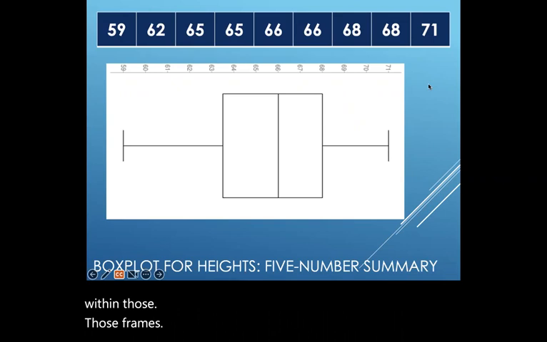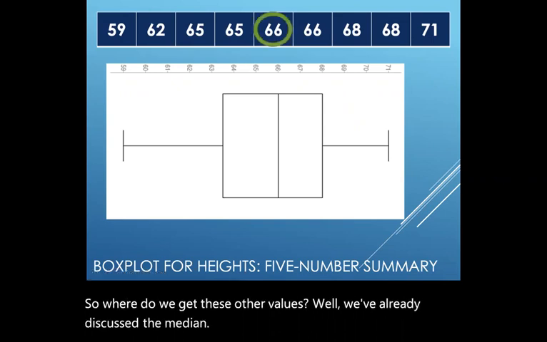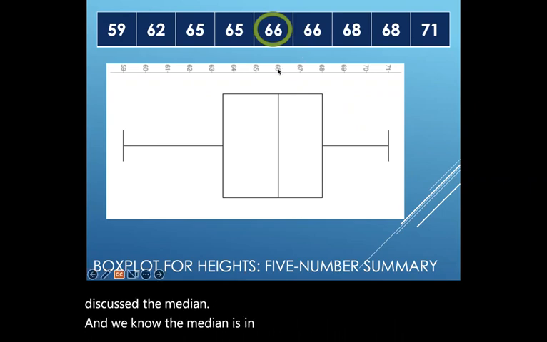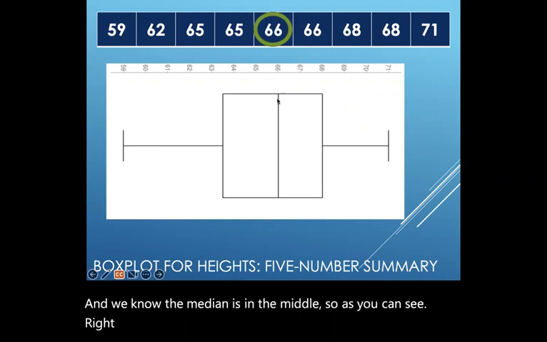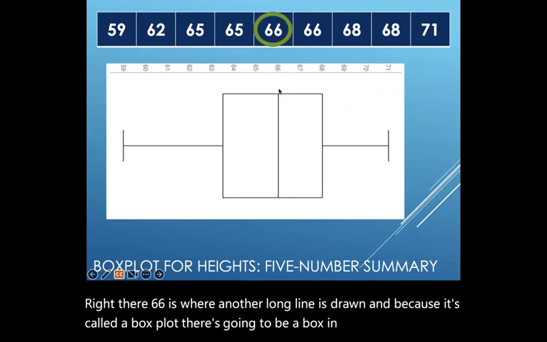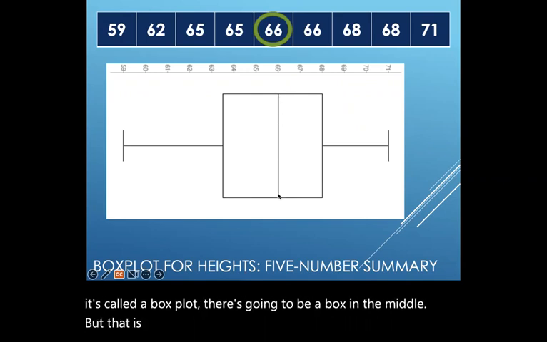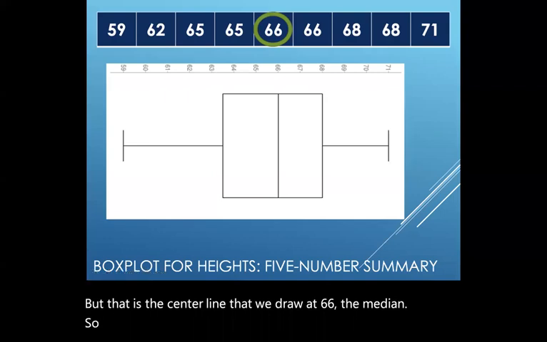So where do we get these other values? Well, we've already discussed the median, and we know the median is in the middle. So as you can see right there, 66 is where another long line is drawn. And because it's called a box plot, there's going to be a box in the middle. But that is the center line that we draw at 66, the median. So where do the other values come from? Those ones are a little harder.